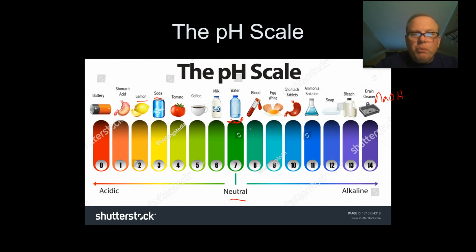Above that, by the way, your blood pH is a little above 7. It definitely is an 8 if you did, but it's a little bit above 7. And then eggs and other things, ammonia, and then around 11, soaps are up in this area. Bleach, by the way, is a strong base, around 12 to 13.